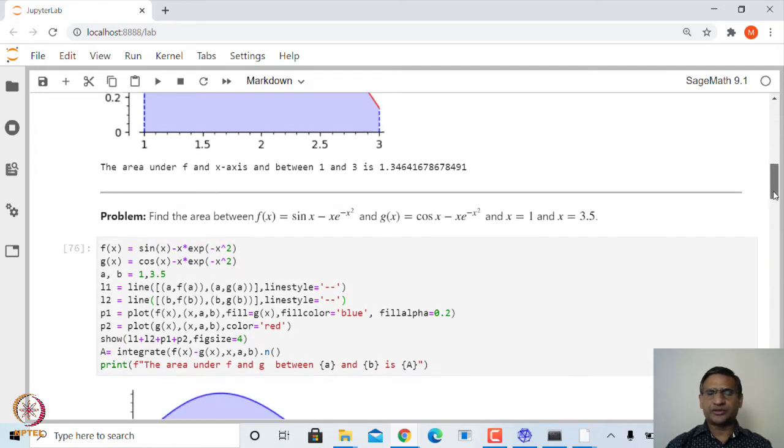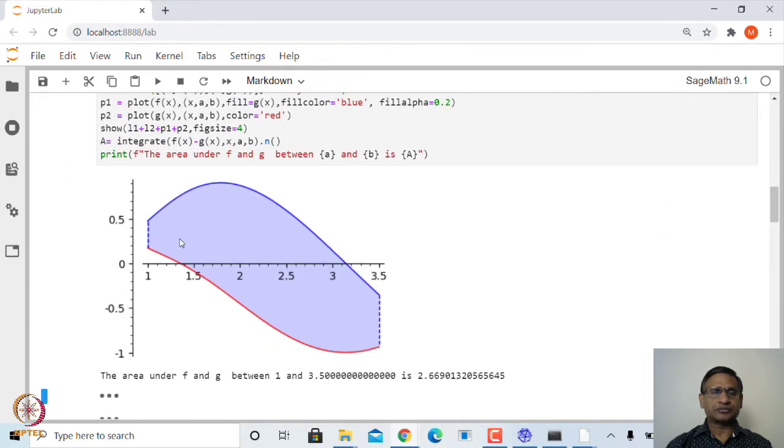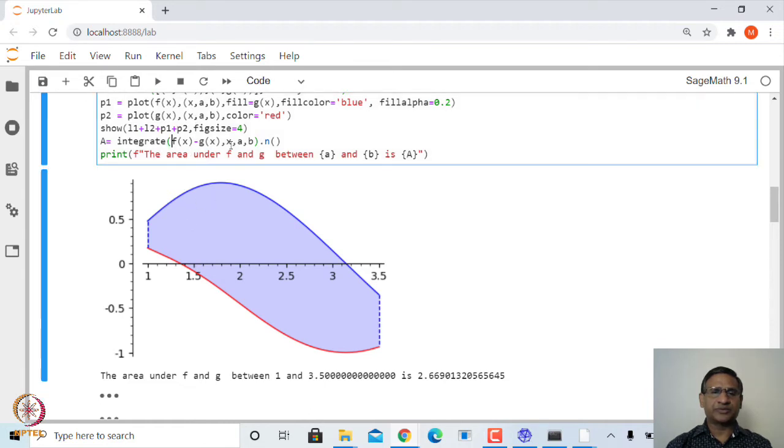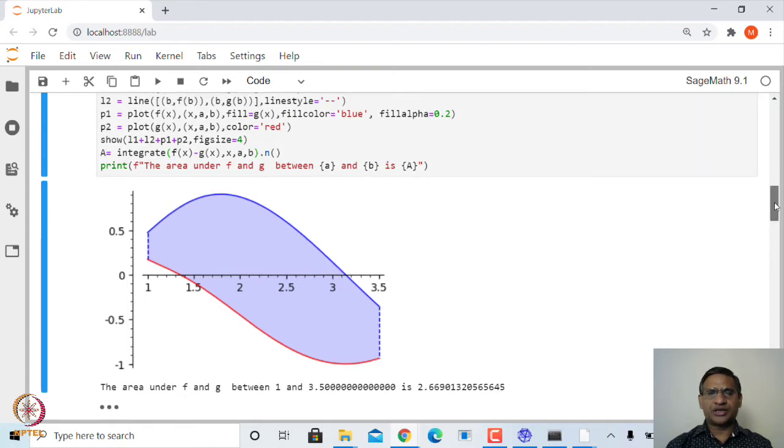In this case, the above one is the graph of f(x), the below one is the graph of g(x), and f(x) is always above g(x) between this limit. So, in that case the area you can simply find by taking the difference between the two, f(x) minus g(x), and calculate its integral. So, this is straightforward.